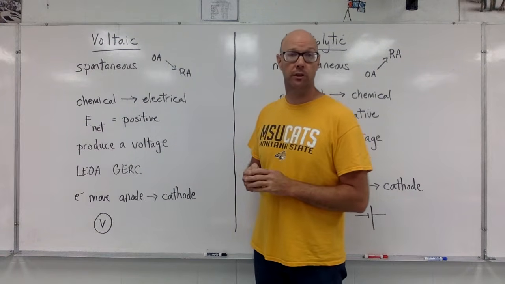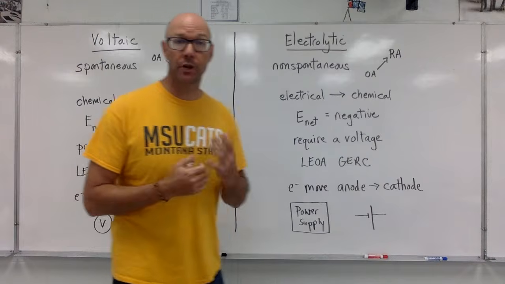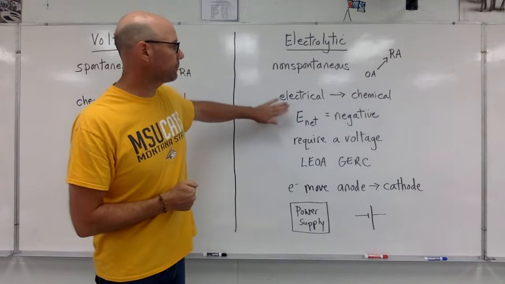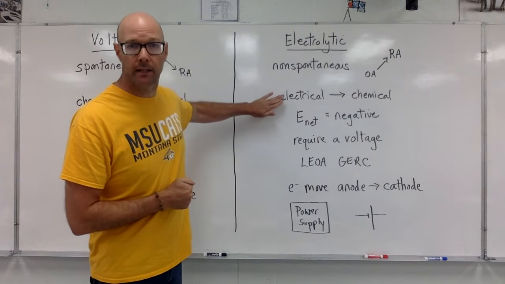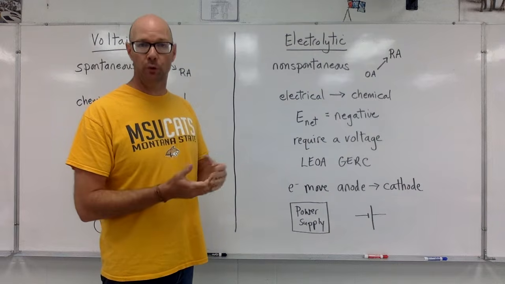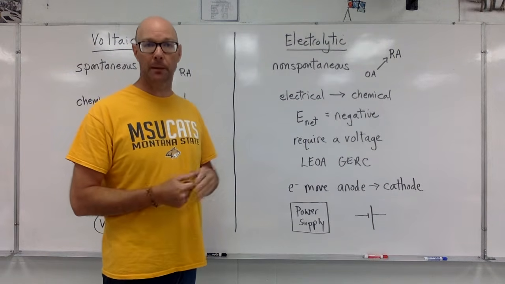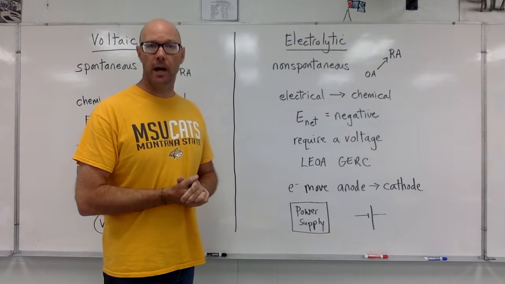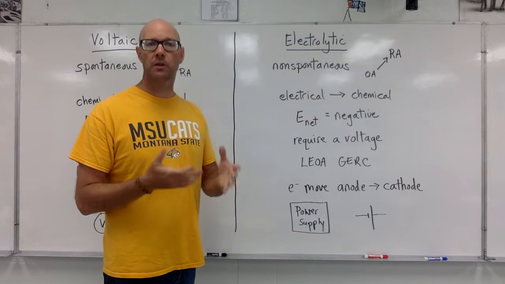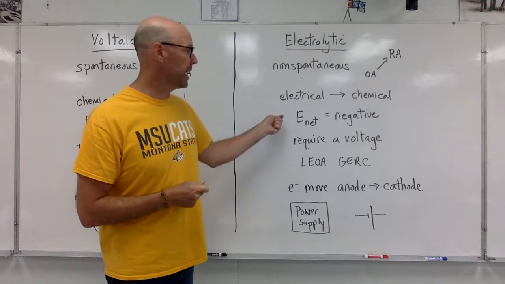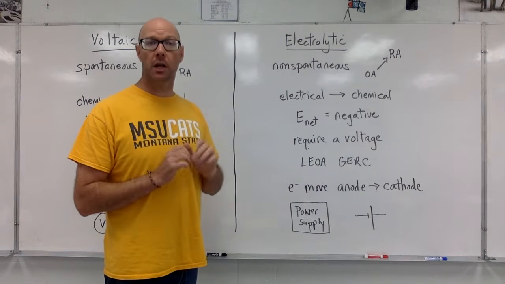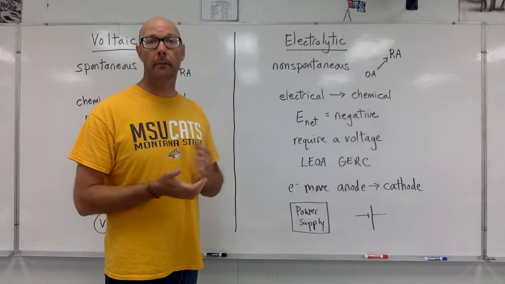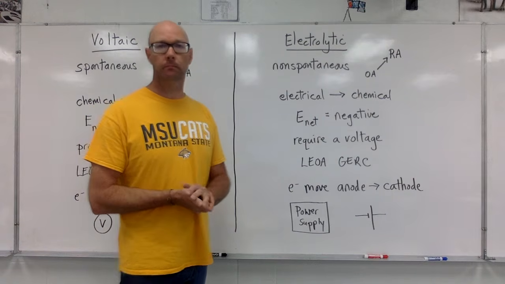they produce a voltage. Electrolytic cells, on the other hand, use up electricity. They require a voltage. They need a power supply. You have to plug them in. They have a negative cell potential. The answer works out to be negative. And that represents how much electricity must be supplied, how much voltage is required.